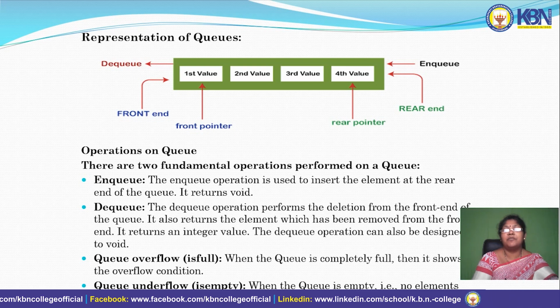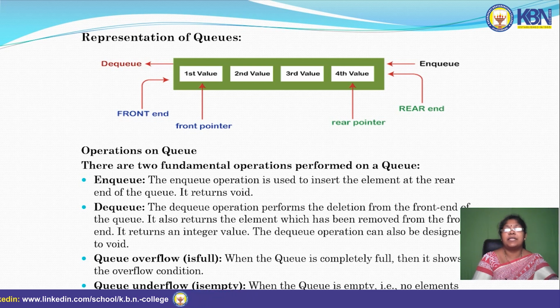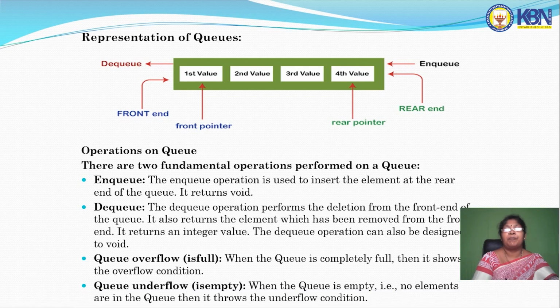Then we have two conditions, full or empty, called queue overflow and queue underflow. What is the meaning of overflow and underflow? Queue overflow means the queue is full and we can't insert any elements. The queue's maximum size is filled, all N elements are filled, and no more elements can be inserted. Otherwise, we have queue underflow. Underflow means the queue is empty, so if the queue is empty, we can't delete any element from the queue. These are the operations we can perform on queues.